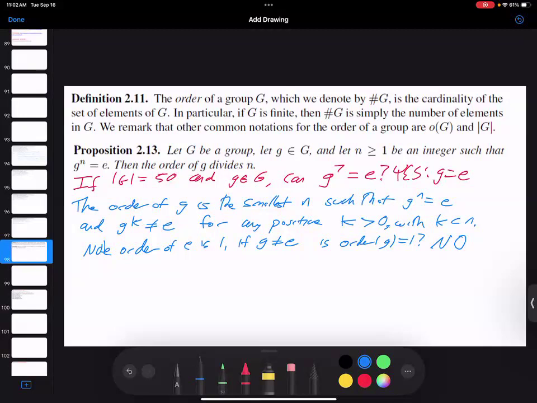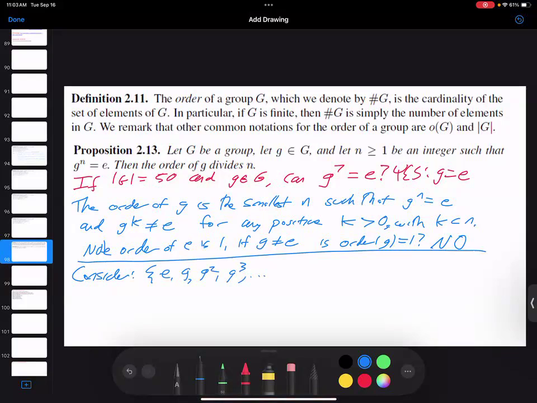So we don't have that many examples of groups. If you're not sure if something is true, you could gather data. We can go back, we had a list of possible groups, and we could try this and see, is this true? So let's think a little bit. Consider the set E, G, G squared, G cubed, and so on. I'm just going to keep multiplying by powers of G.